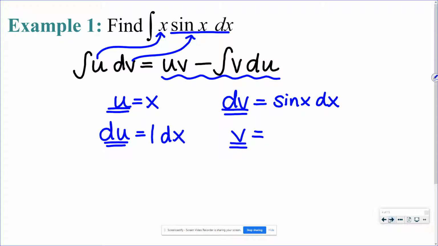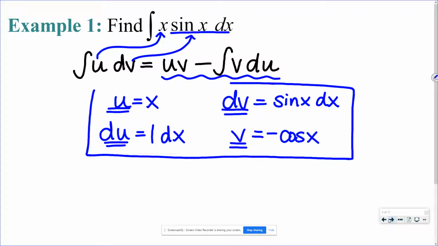We call it 1 dx. And then for dv, I have to anti-derive to get v. Antiderivative of sine is negative cos. And I have everything I need now. So all I have to do is plug all of this information in my little chart, and then plug it in to my formula.